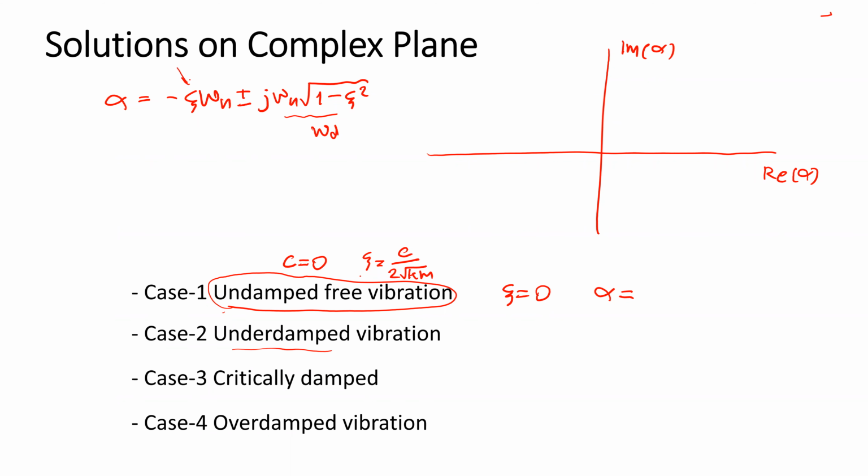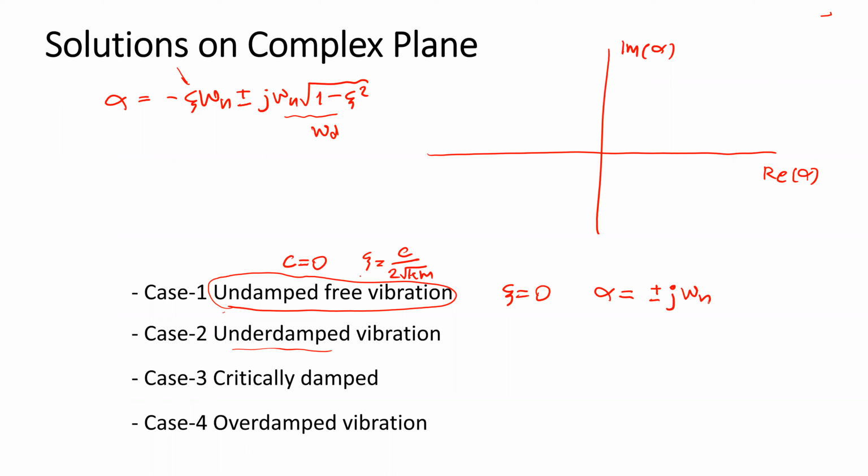When phi is 0, the real part is going to be 0, right? The real part is going to be 0. The complex conjugate is going to be J. And the damping ratio is 0, so we only have omega n.